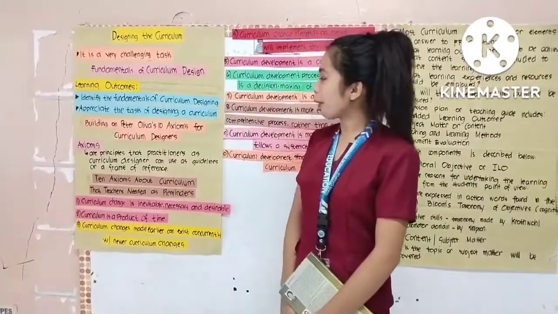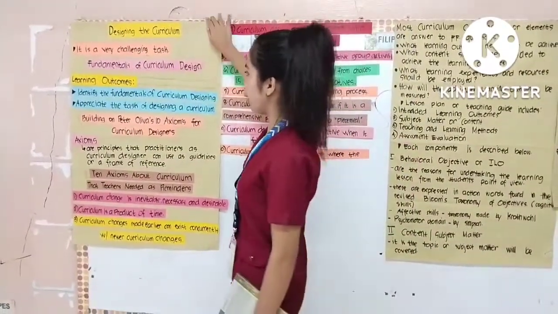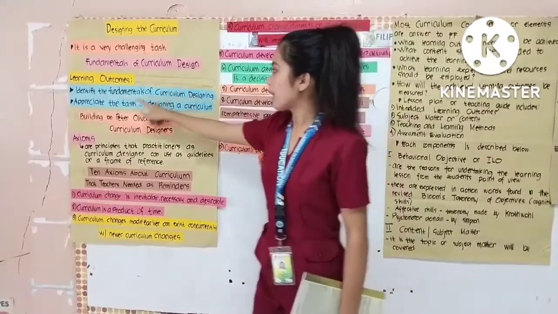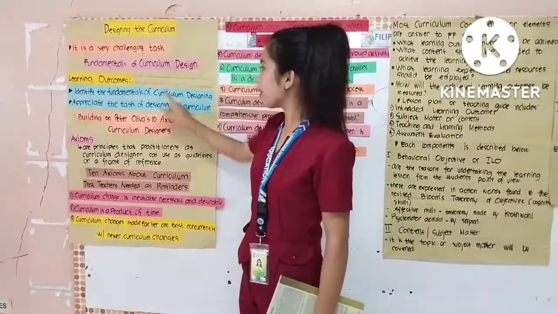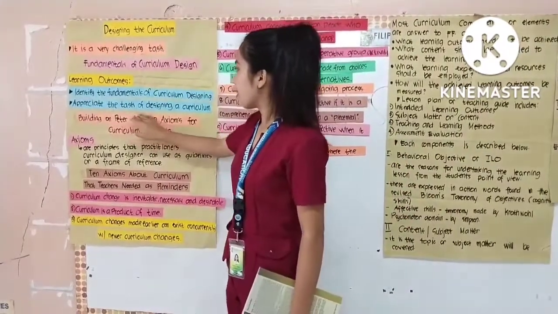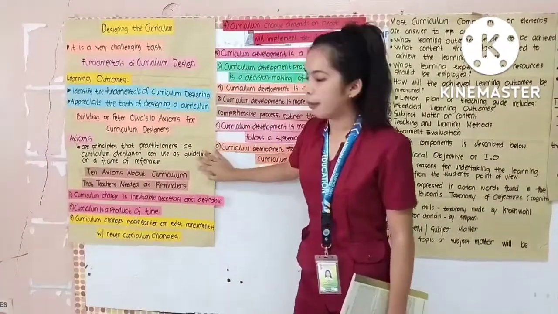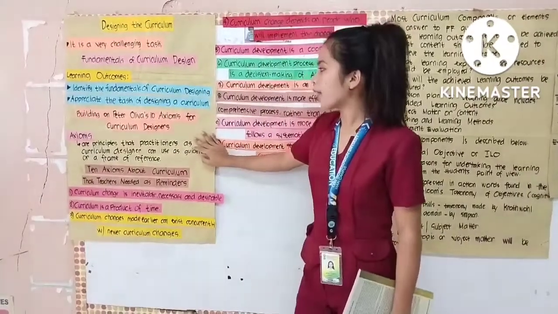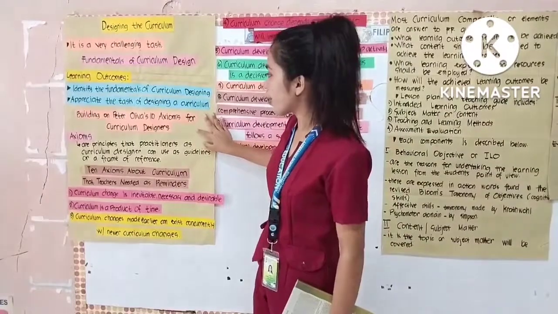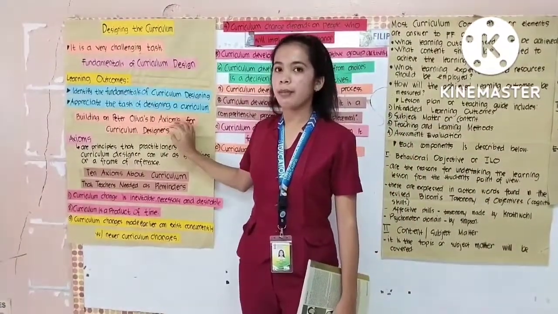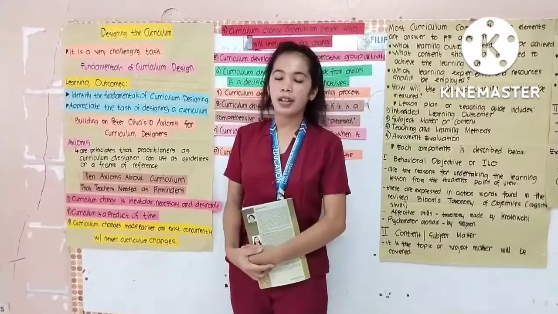So for lesson 3.1, here is the fundamentals of curriculum design. For the desired learning outcomes, these are to identify the fundamentals of curriculum designing, and to appreciate the task of designing a curriculum. The first step here is we're going to talk about building on Peter Oliva's 10 actions for curriculum designers. These actions help as a guide for the curricularist.